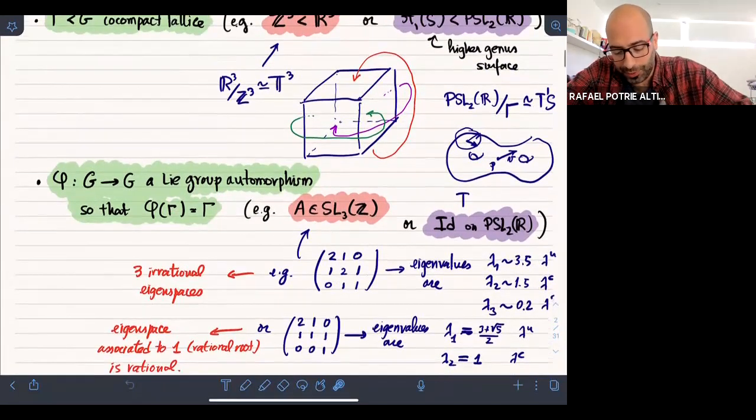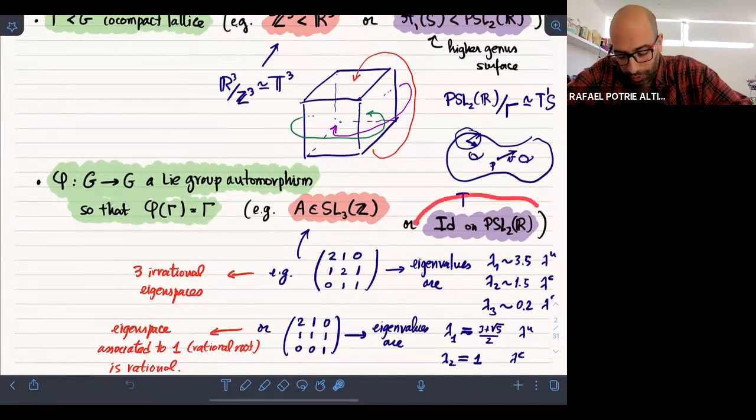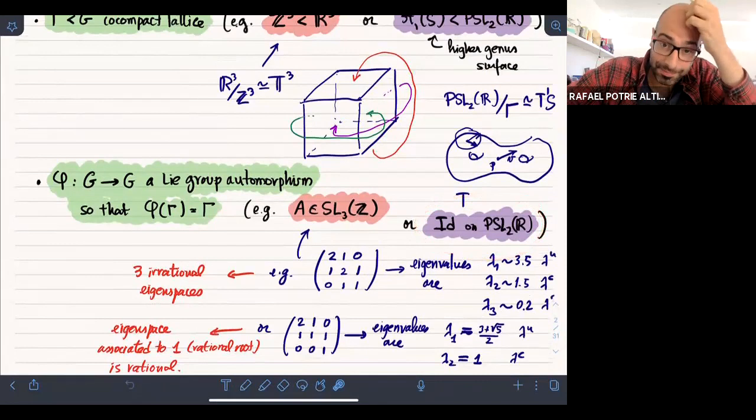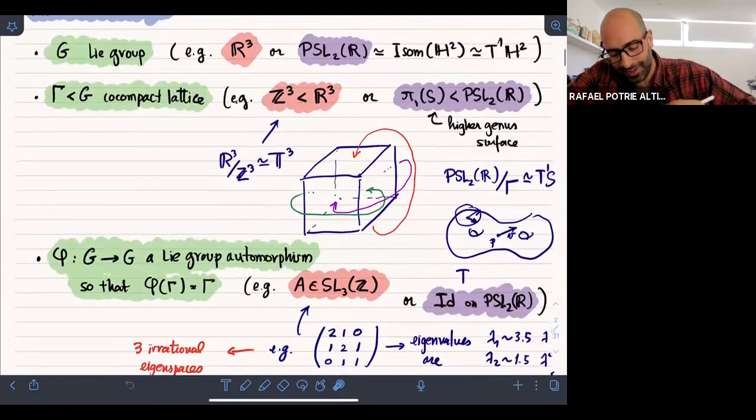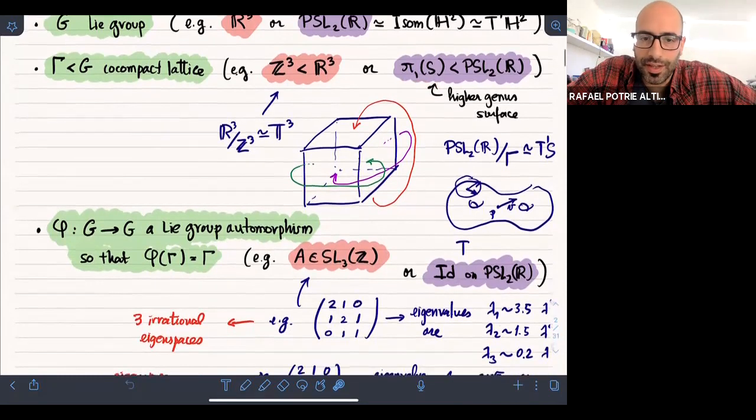Okay, and in PSL2R we are taking an even easier automorphism. We will consider the identity. It's very hard to find, as hard as impossible, an automorphism that preserves the lattice.